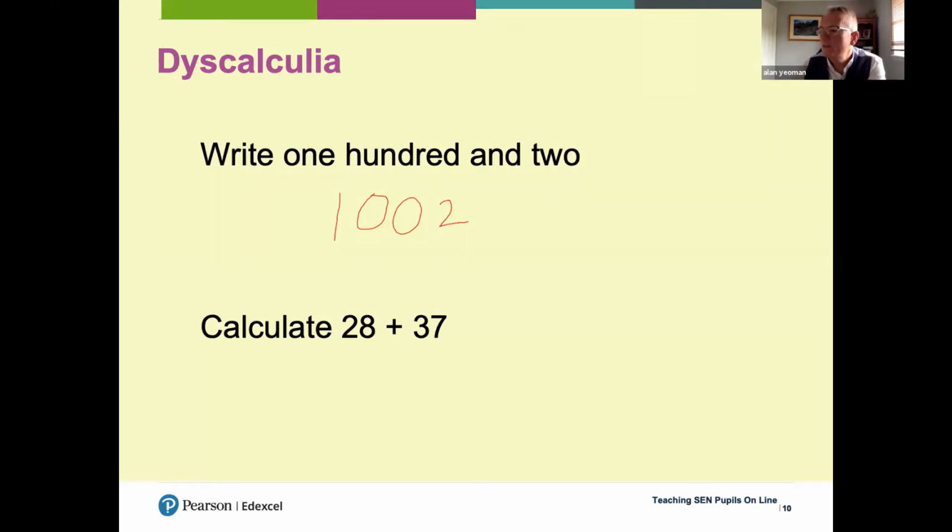Some children might do 28 add 37. There we go, miss. There's my answer. I'm sure lots of you have seen things like that in your class. Just going to clear my scribblings off. There we go. That's the kind of thing that we would expect from children with that.